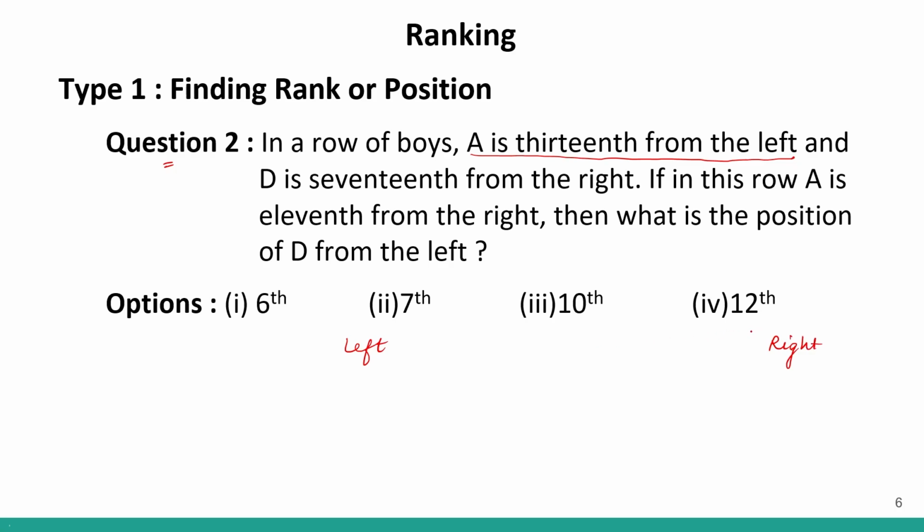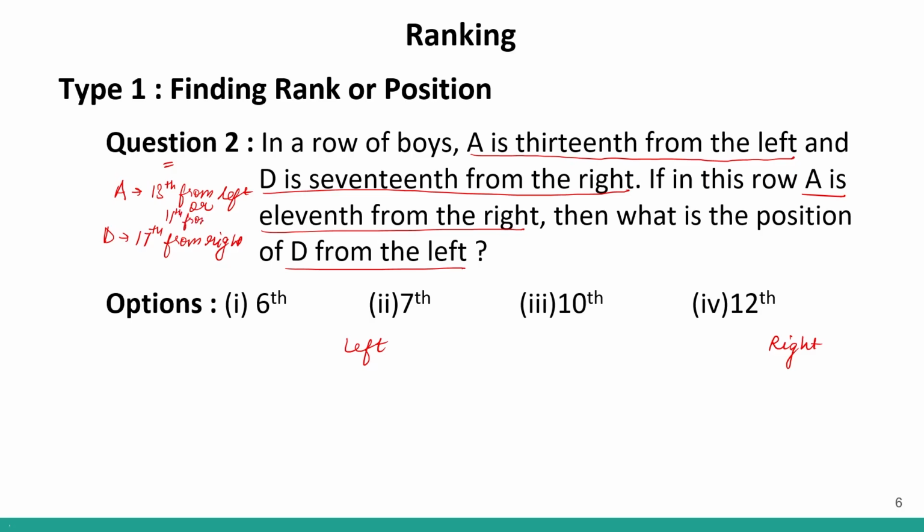We take our left and our right. And D's position is also given, 17th from the right. So A's position is basically 13th from left, correct? And D's position is 17th from right. Now, we are told that if in this row A is 11th from the right, then what is the position of D from the left? So A's position is either 13th from left or it is also 11th from right, correct?